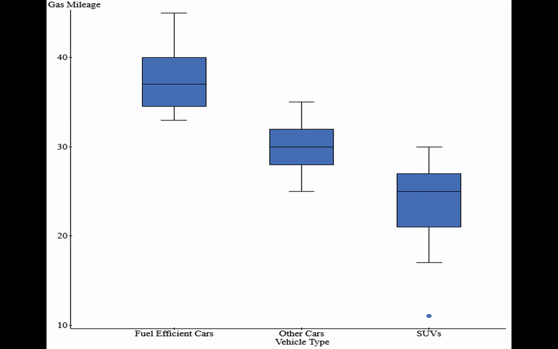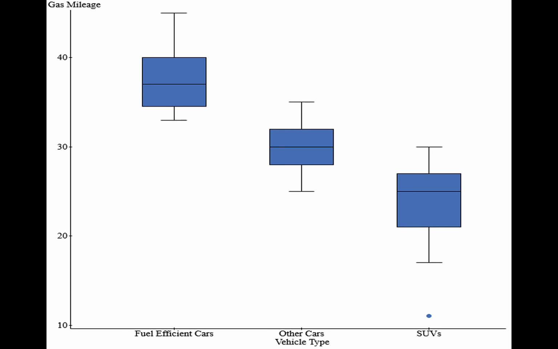The length of the whiskers. If the length of the whiskers are the same, that indicates symmetric. If they're not the same, that indicates that you have skewness. So the middle box, the median is right in the middle. The whiskers are the same length. So everything there tells us we have a symmetric distribution. So that middle box, those other cars would be considered symmetric.